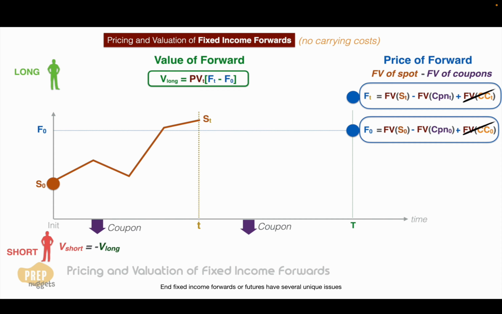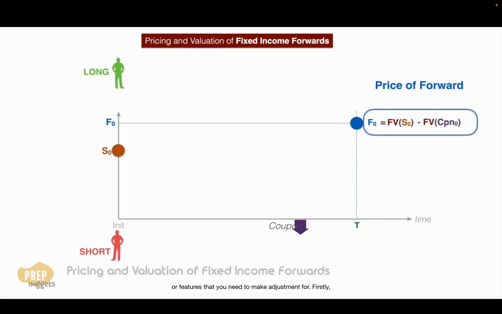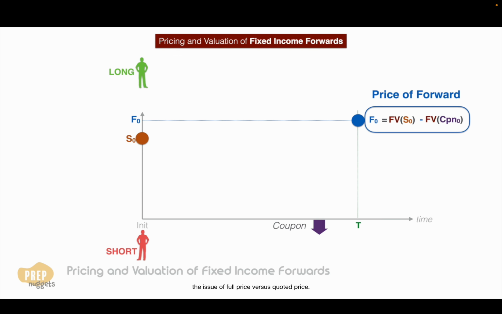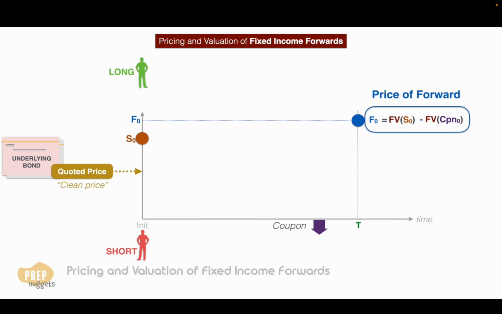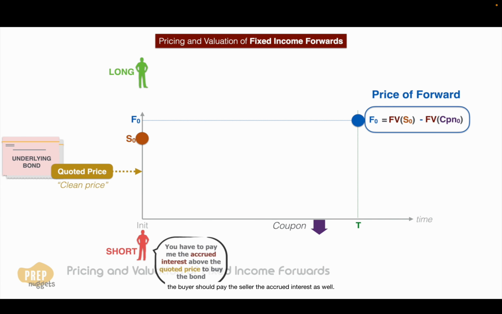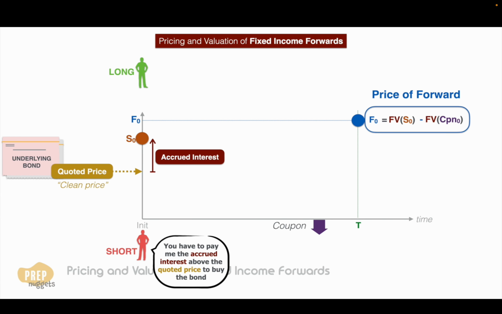Fixed income forwards or futures have several unique issues or features that you need to make adjustment for. Firstly, the issue of full price versus quoted price. Bond prices are usually specified using their quoted price, also referred to as clean price. However, when the bond is traded, the buyer should pay the seller the accrued interest as well. The sum of the quoted price and the accrued interest is the full price, which is also called the dirty price. The important thing you have to note is that in the pricing of fixed income forwards and futures, the spot price that we consider should correspond to the full price of the bond.